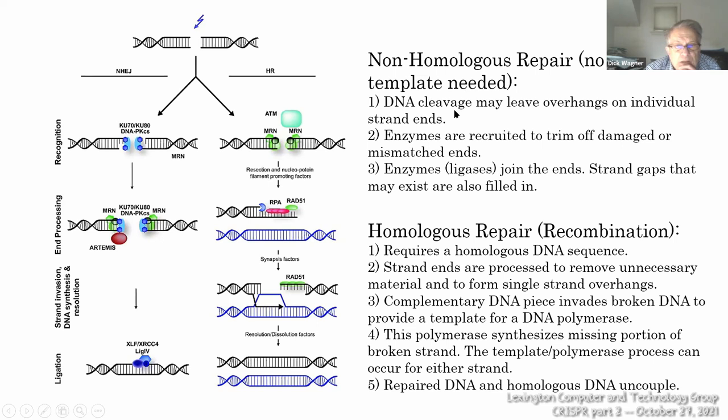DNA cleavage may leave overhangs. By overhangs, that means that you could have a nucleotide or two sitting here, or it's not a pure 5' hydroxyl or 3' hydroxyl. It may not be there. So enzymes come in and they look at this and they clean it up. Okay, so the enzymes come in, they trim it off, and they make this somewhat clean. You see here what's happened is they've cleaned.